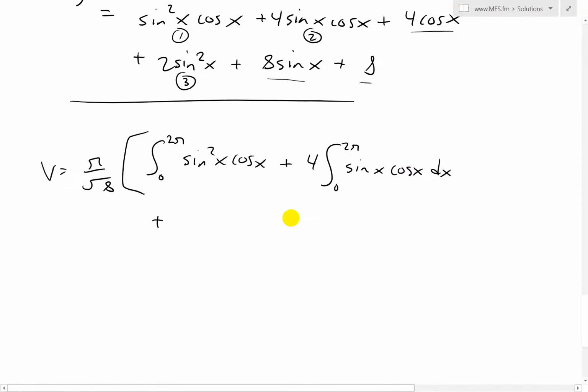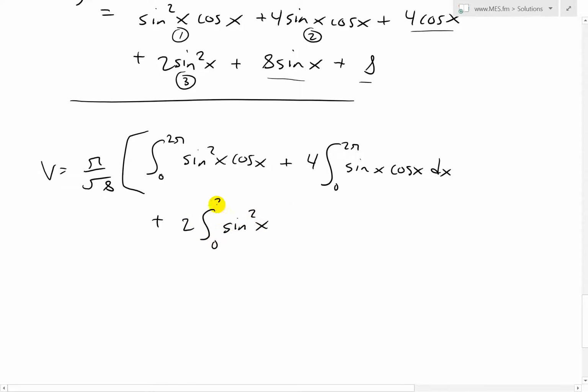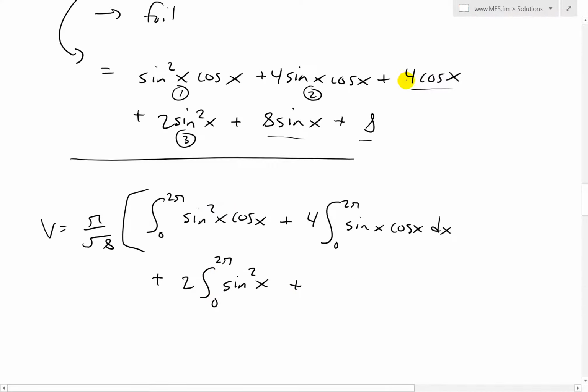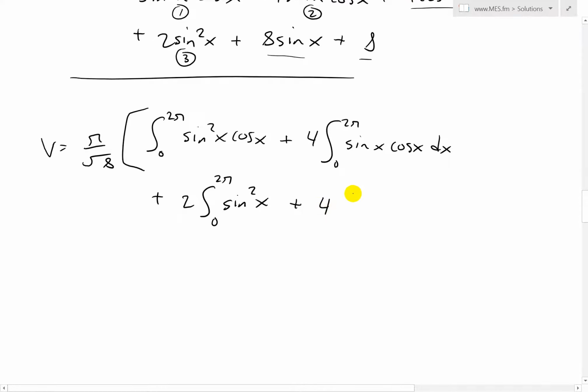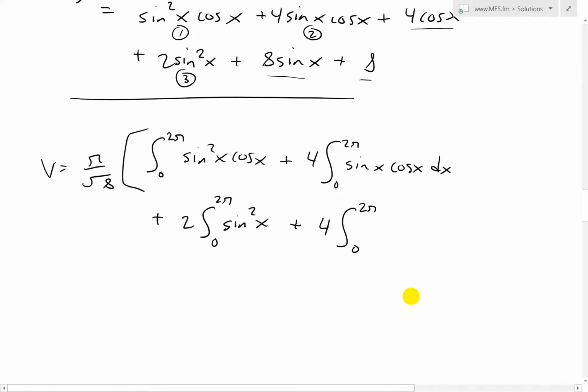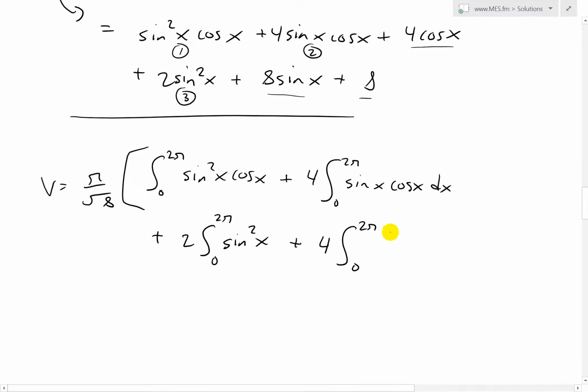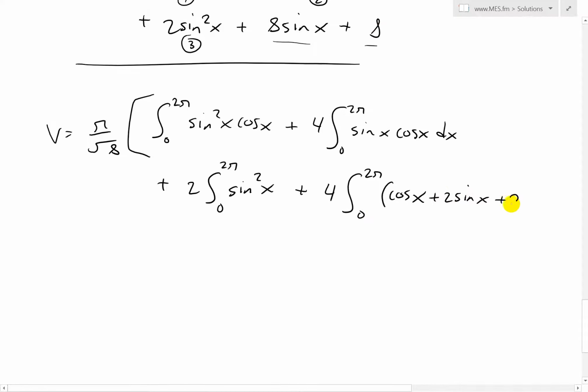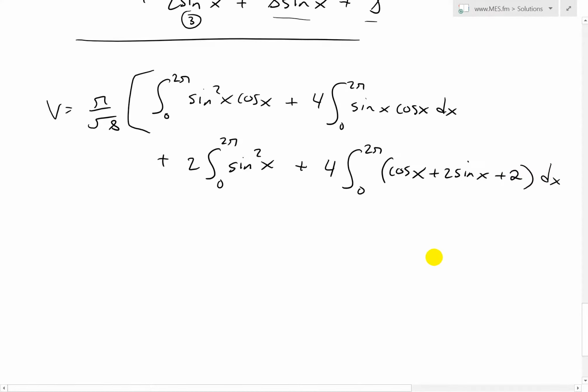And then plus the third one, put this one first, 2 sine squared of x, 0 to 2 pi, and then plus this next one, but there's a common factor of 4, so I'm going to take the 4 out. Take the 4 out, 0 to 2 pi, and now we have this bracket like this. The 4 has been taken out, so cos of x plus 2 sine of x, then plus 8 divided by 4 is just 2 dx. So we have basically 4 integrals right here.